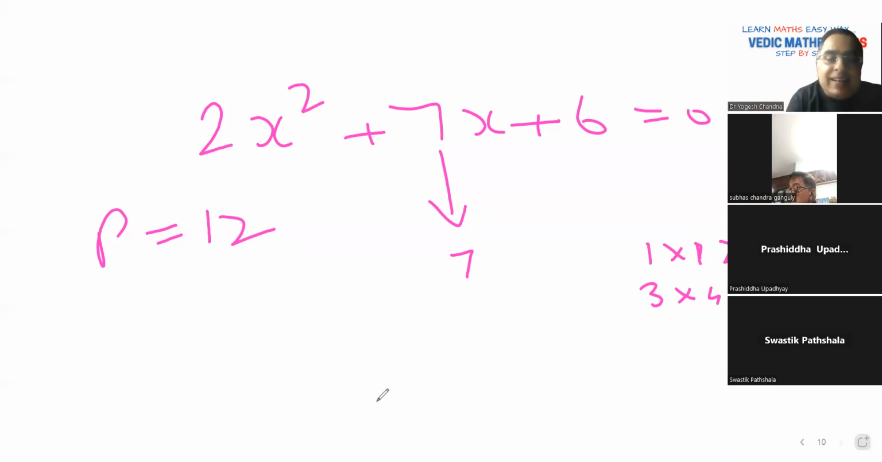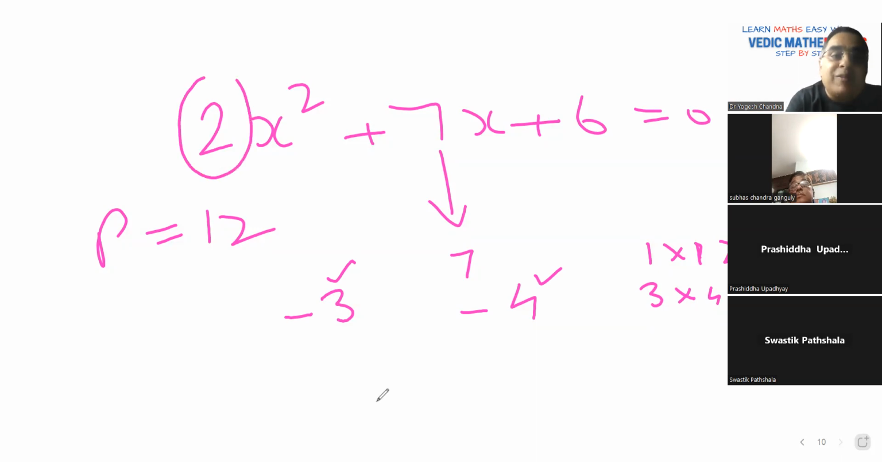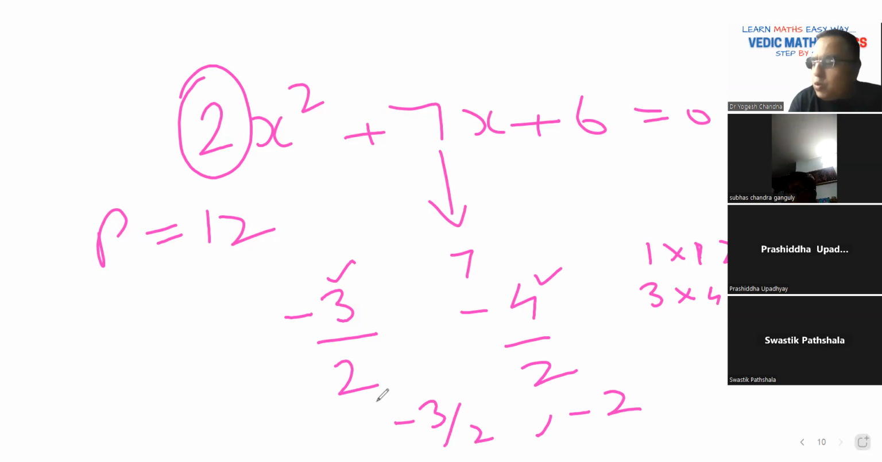So that means one root is 3, another is 4. Now just reverse the signs. So -3, -4 are roots. But no, this is not the complete solution. Why? Because still we have 2 over here. Divide by 2. So -3 by 2 and -2 are the roots of this particular equation.